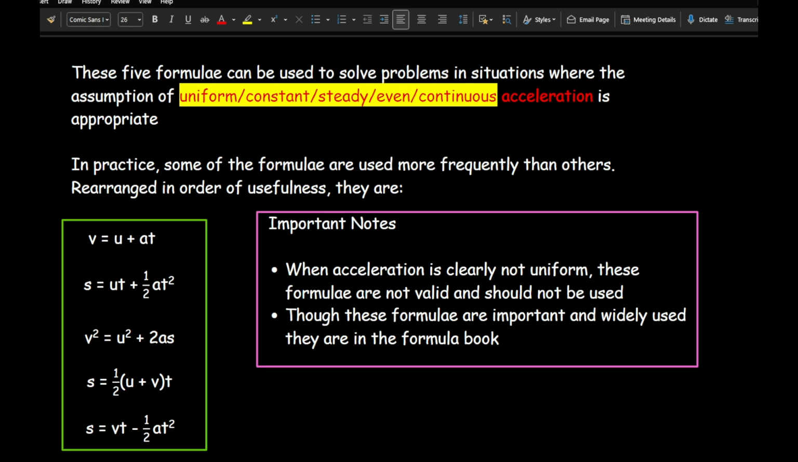Now, in terms of practice, some of these formulas are used more frequently than others. As you can see, in a lot of the formulas that we're given for SUVAT, S is the subject. So you may need to rearrange those formulas, but in terms of how they're usually represented in the formula book, this is how they are represented, as you can see in the green box.